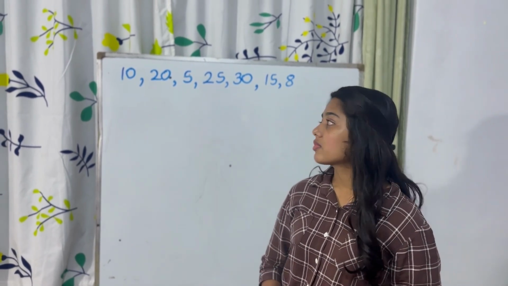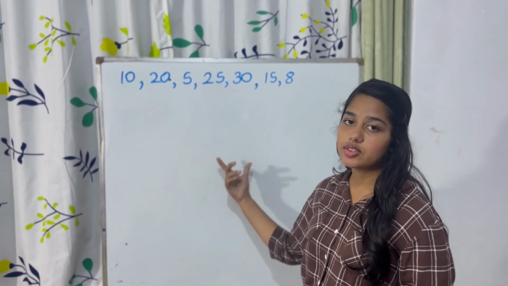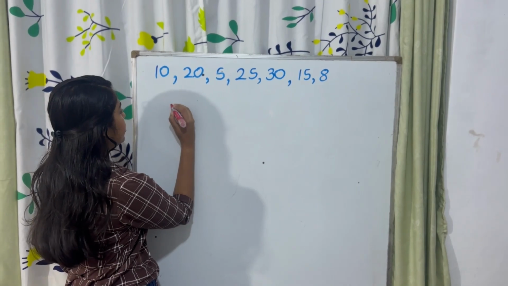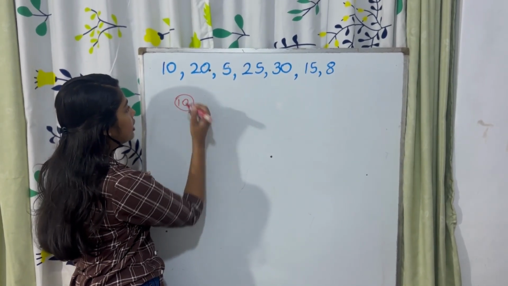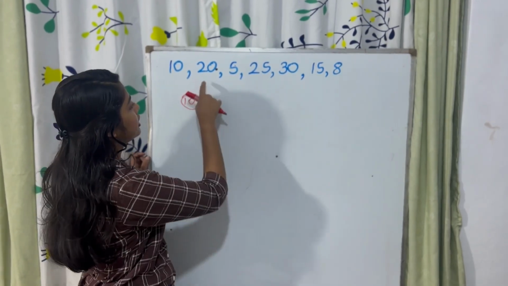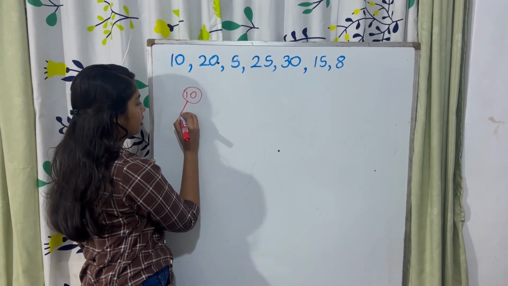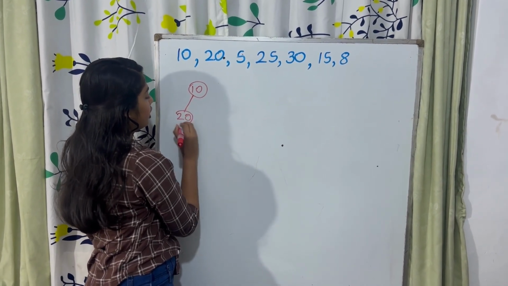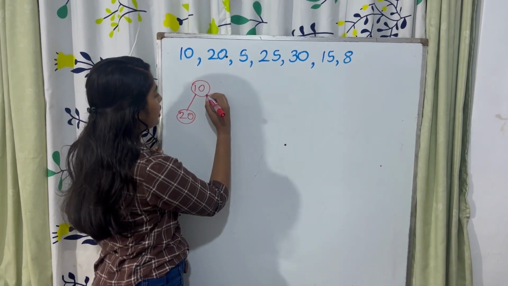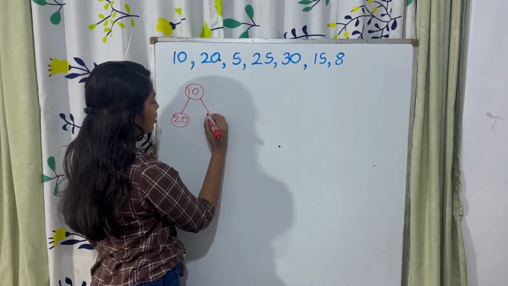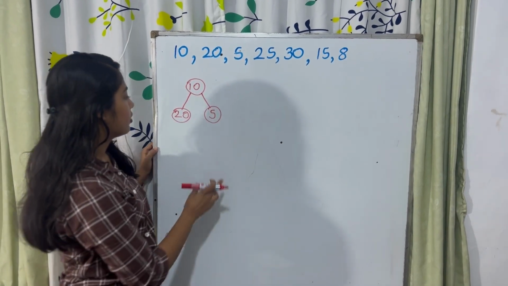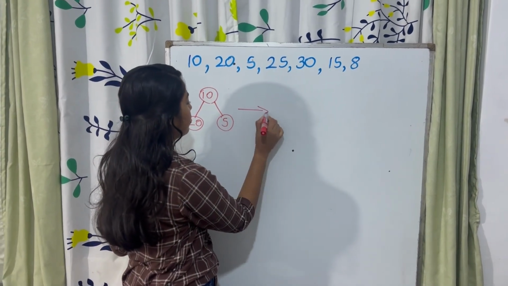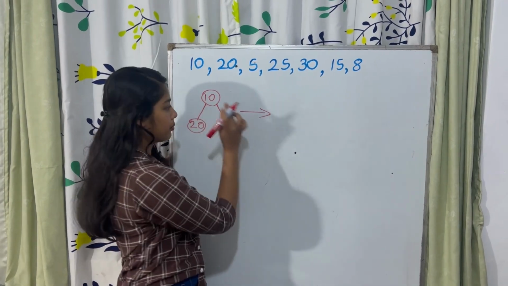Okay, let's sort these values into a min heap. First, we have to take the first value as a root, like this, and the second value is going to be the left child, and the next value is 5. In here, this is not a min heap. Therefore, we have to swap these 2 numbers.